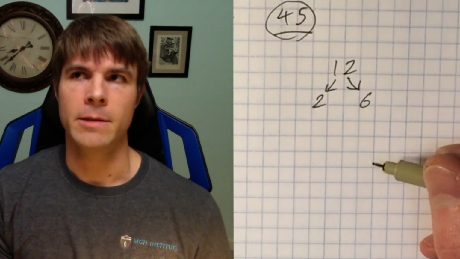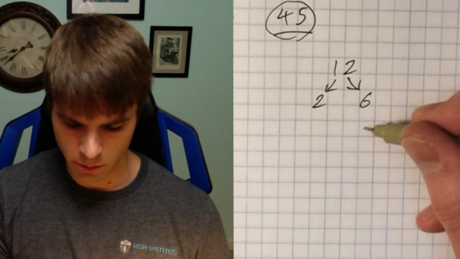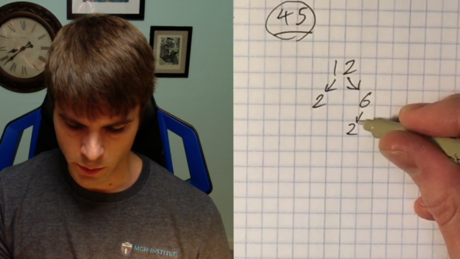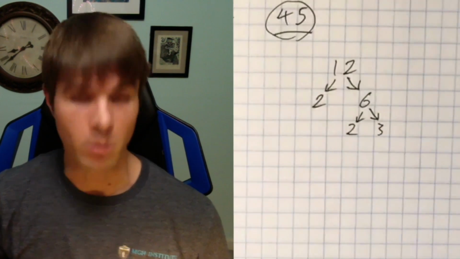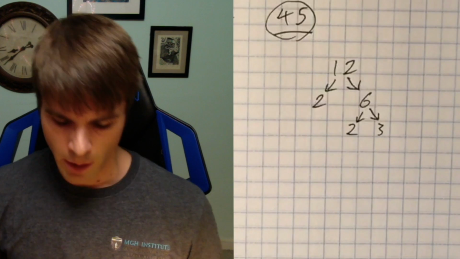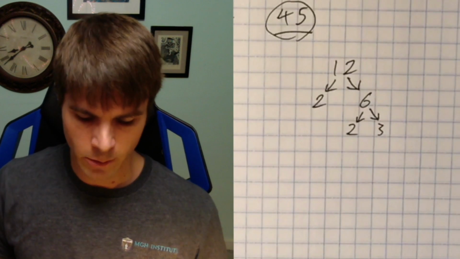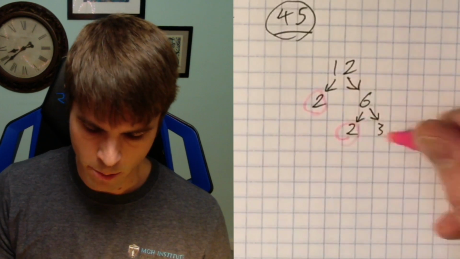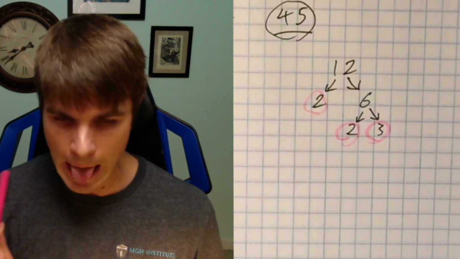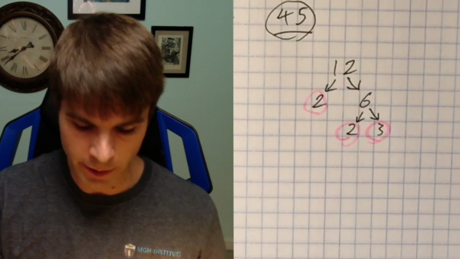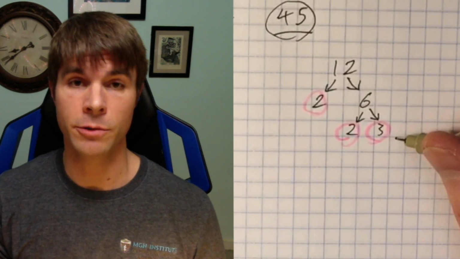6. Can I break that into groups? I can. I can break it into 2 groups of 3. Or 3 groups of 2, however you want to think about it. Can I break 3 down anymore? I know I can't. So what do I have here? Prime numbers. As close to zero as I'm going to get without breaking into fractions or decimals.